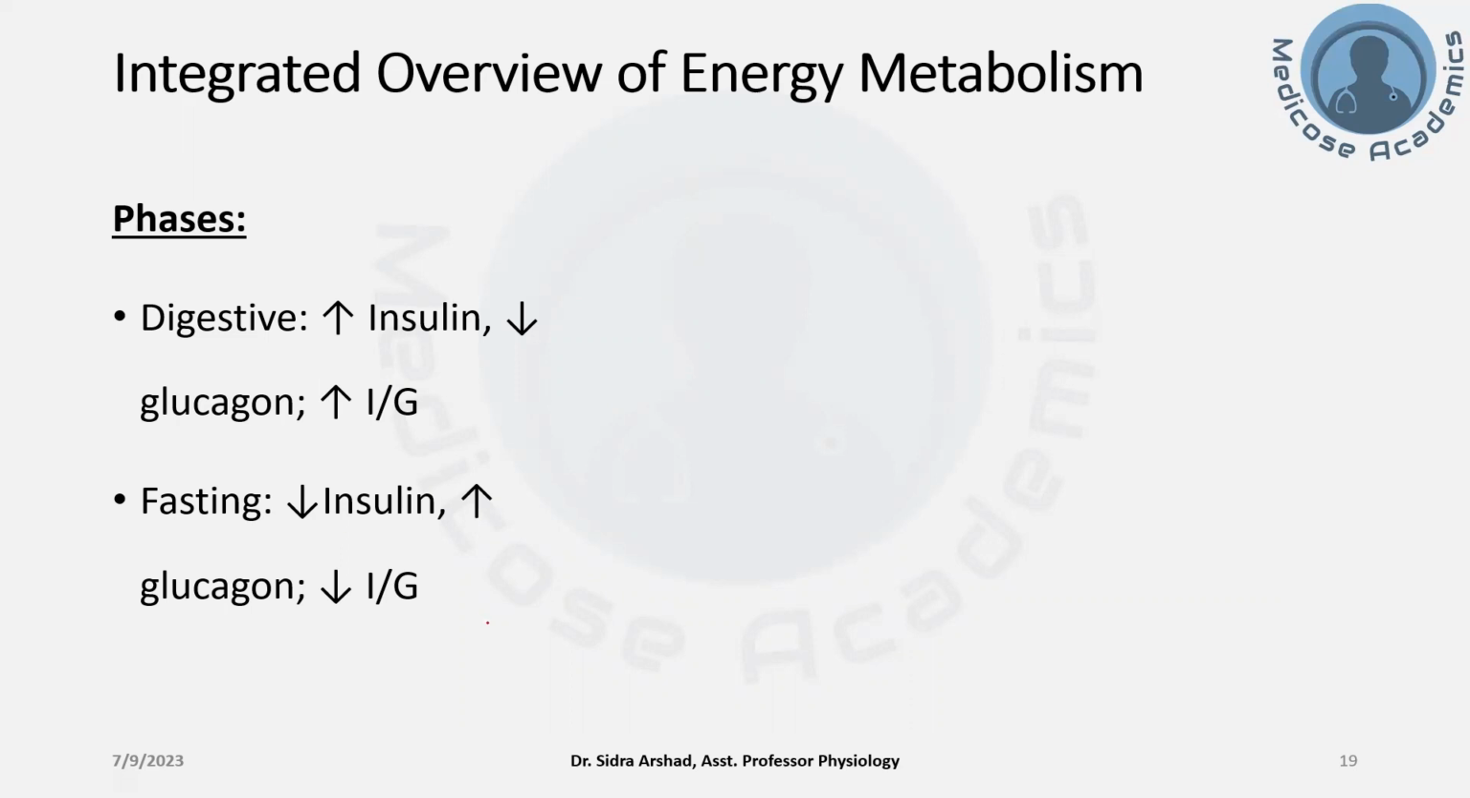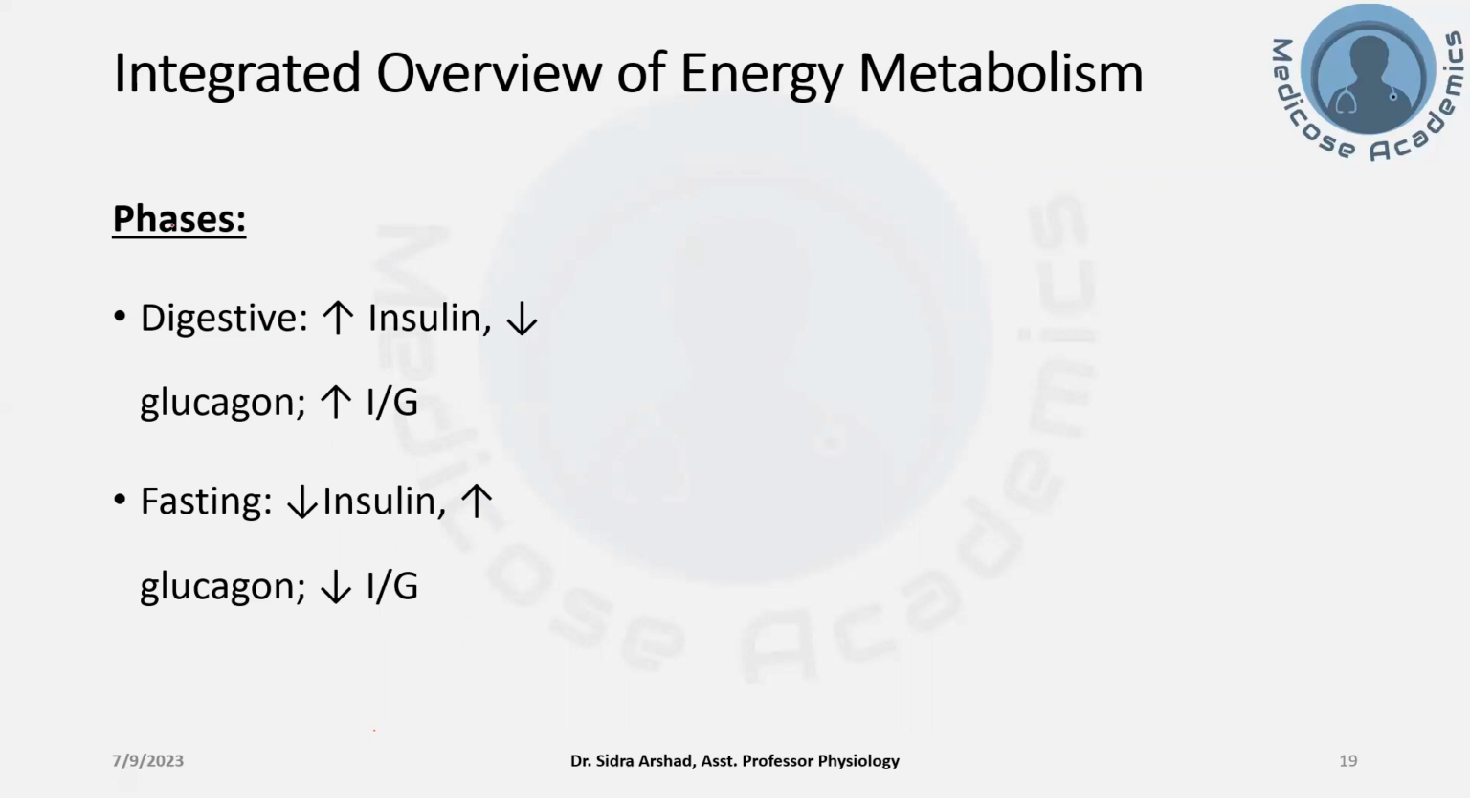In the digestive phase, insulin secretion is increased because the metabolites are now high in level in the blood, so they have to be utilized. Blood glucose levels are increased and this glucose has to be utilized. Insulin levels are increased and glucagon levels are decreased in this case. So the insulin to glucagon ratio, which is used as a marker to see the metabolic phase the body is in at any particular moment.